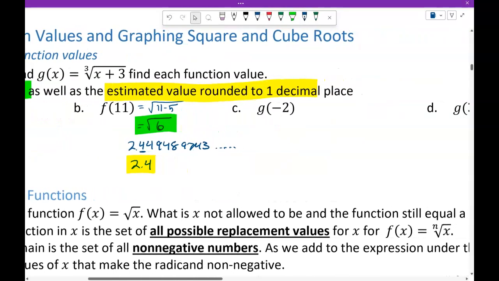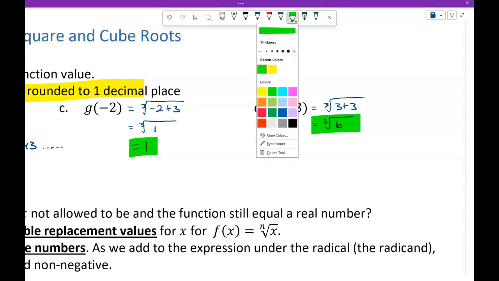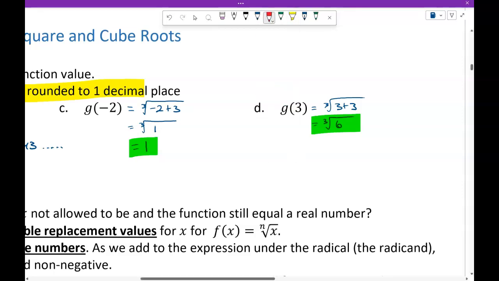For g of x, we'll apply the same process, but with our new function, where we have the cube root of -2 plus 3. That equals the cube root of 1, which is just 1. So we have this exact value, no need to find a rounded solution. However, if we go ahead and take the cube root of 3 plus 3, we have the cube root of 6. Now 6 is not a perfect cube, so that's our exact value, but now we need to go ahead and find our estimated value. Our calculator evaluates it to 1.81712, and so on, and so we're going to cut it off at one decimal place at 1.8.